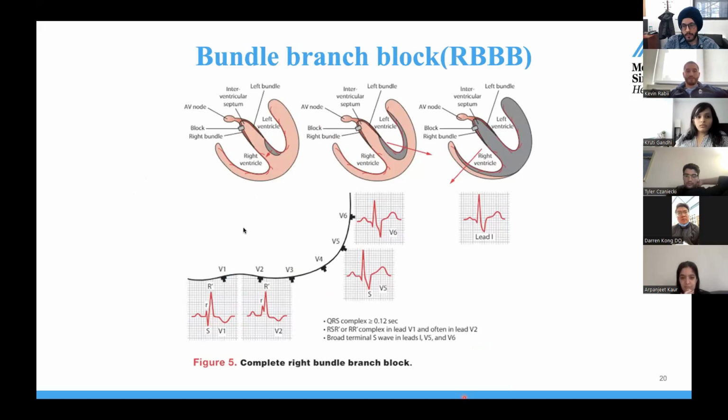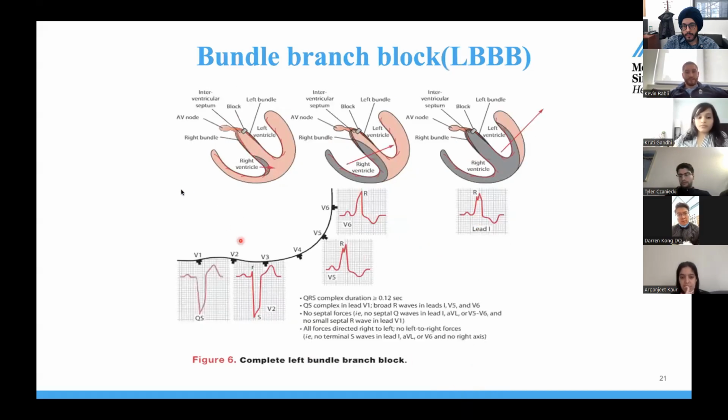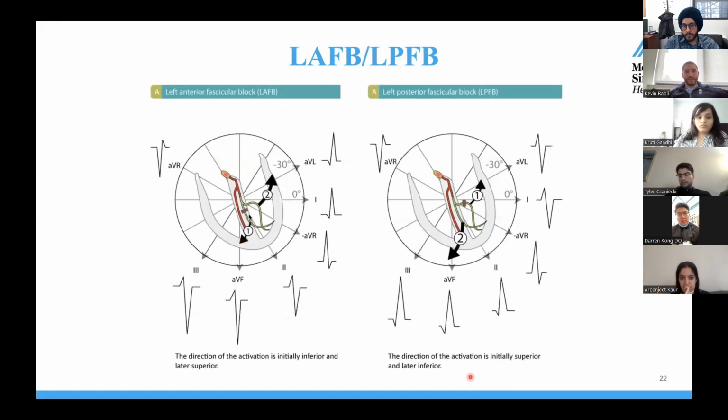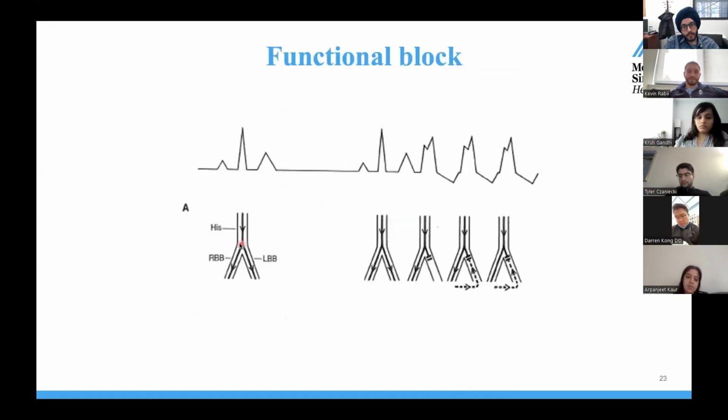I won't go through it now for the sake of time, but this is one of the ways we can distinguish between VT versus an SVT, if it fits the typical patterns or not. In a right bundle, it's positive in V1, and you have this slurred pattern in V6. For a left bundle, it's predominantly negative in V1 and predominantly positive in V6. And then there's a variation called left anterior and left posterior fascicular blocks.